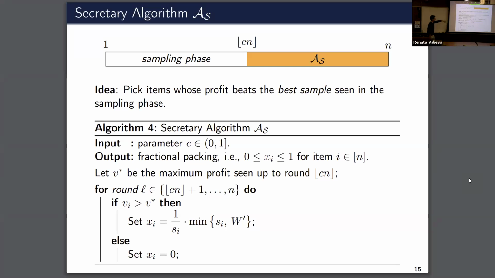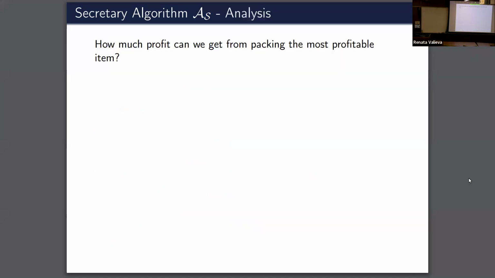This star is the maximum profit seen in the sampling phase, Cn. If an item in the later phase is higher than this star, let's pack it up to the possible fraction, without computing any fractional knapsack. As simple as that. How much profit can we get from packing the most profitable item?